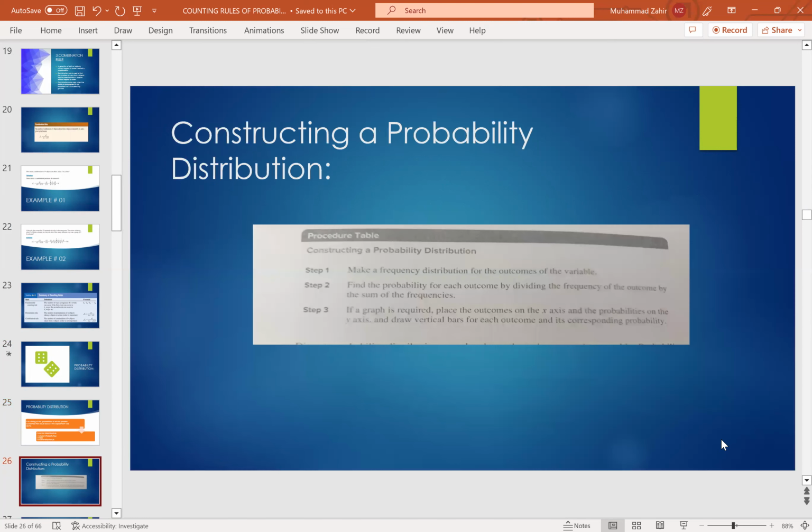Constructing a probability distribution. There are three steps. Step one is making a frequency distribution for the outcome of the variable. Second is to find the probability of each outcome by dividing the frequency of the outcome by the sum of frequencies. And the third is, if a graph is required, place the outcome on the x-axis and the probabilities on the y-axis and draw vertical bars from each outcome and its corresponding probability.